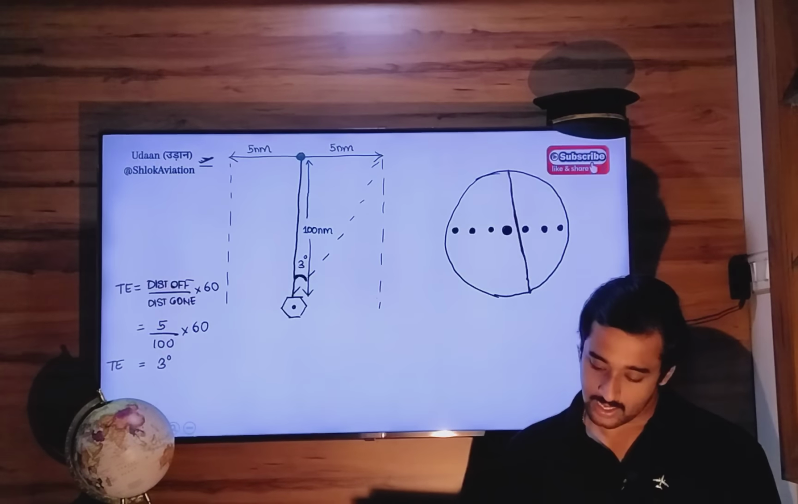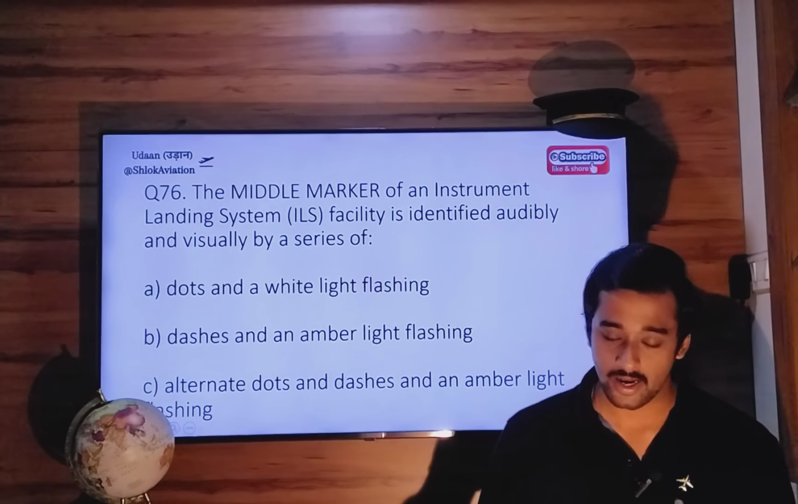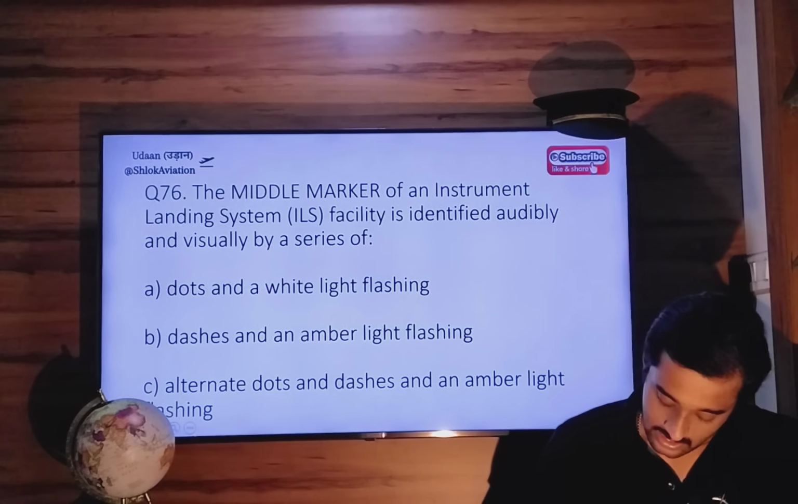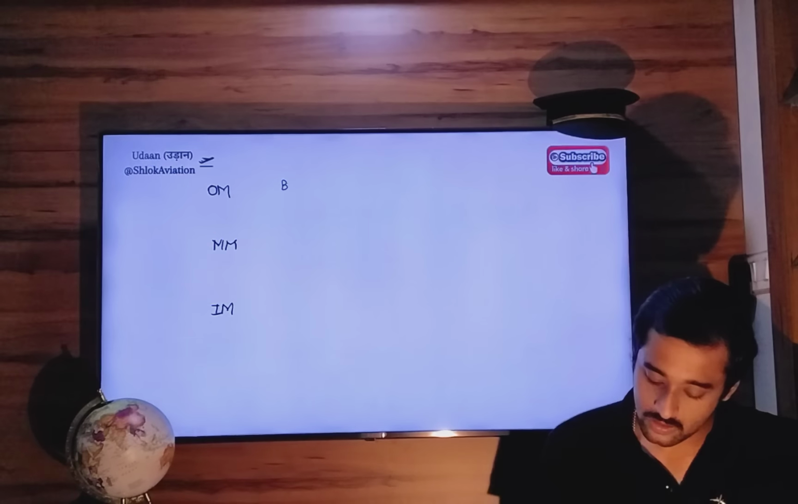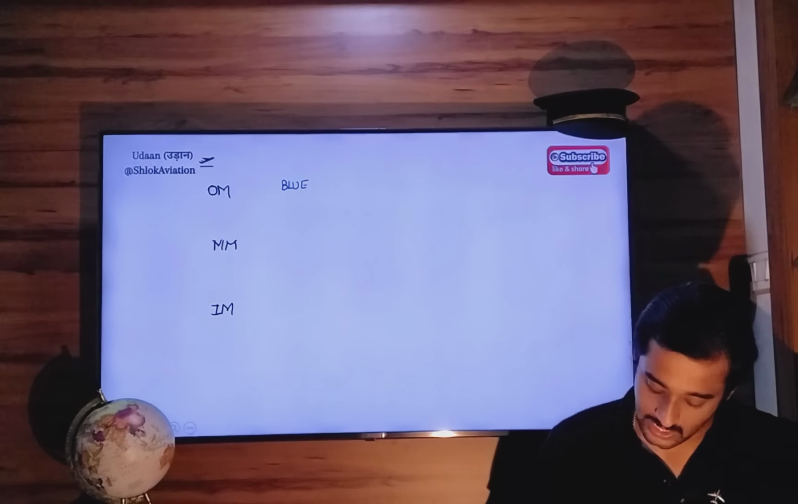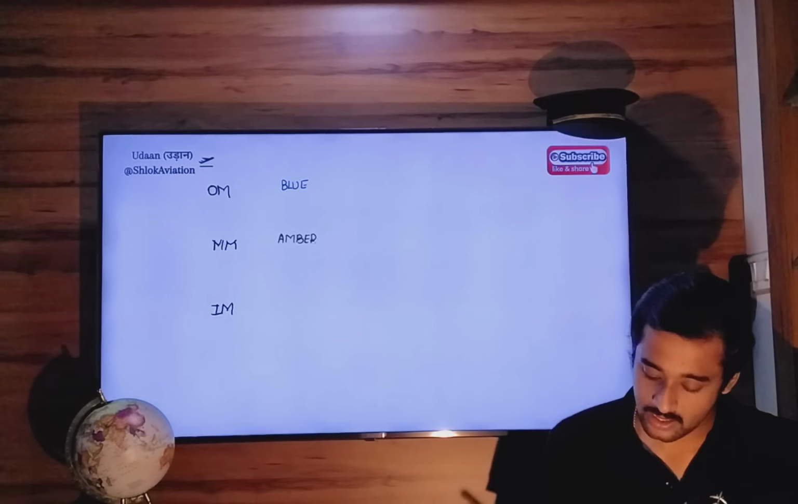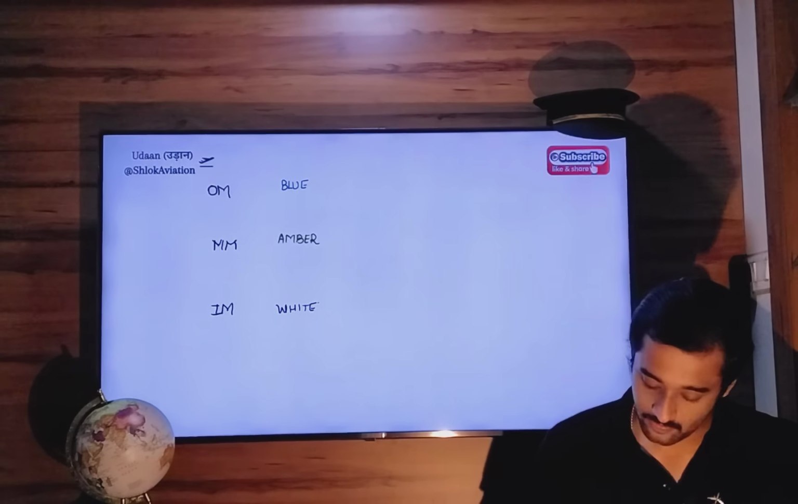Okay. Next. The middle marker of an ILS facility is identified audibly and visually by a series of what? There are three markers: outer marker, middle marker, inner marker. The outer marker is blue, the middle marker is amber, and the inner marker is white. Blue, amber, white are the colors.